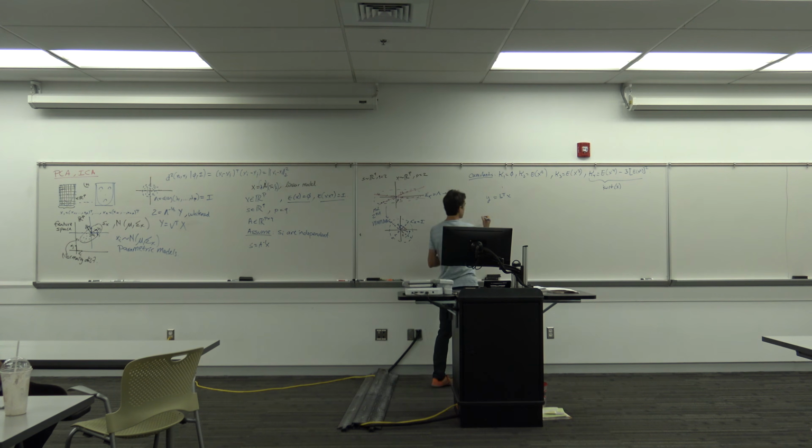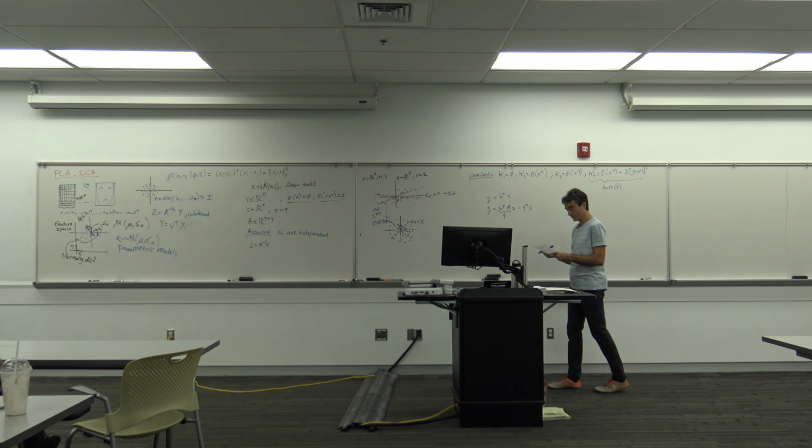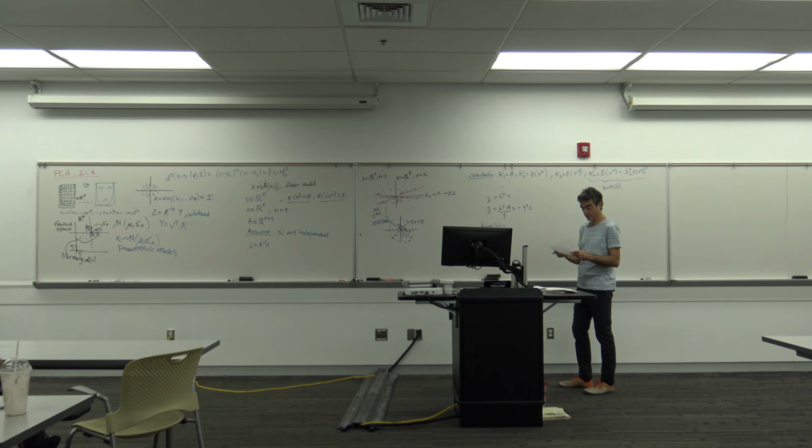And now let me substitute x here. So y is equal to B transpose x. It's equal to As. So I have As. And now I'm interested in the source, so I'm going to call this vector Q. So this is Q transpose S. Okay? That's what I have. Now remember that I want to show that the kurtosis of this variable, y, is going to allow me to find the sources. Okay?